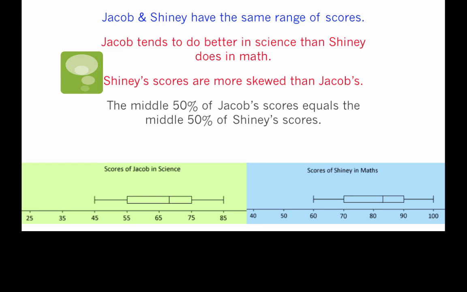So let's look at the interquartile range for Jacob. Q3 minus Q1, 75 minus 55, about 20. And what about Shiny's interquartile range, her middle 50% of scores? Q3 minus Q1, 90 minus 70, about 20. So, yeah, this is true. They're both equal to 20.